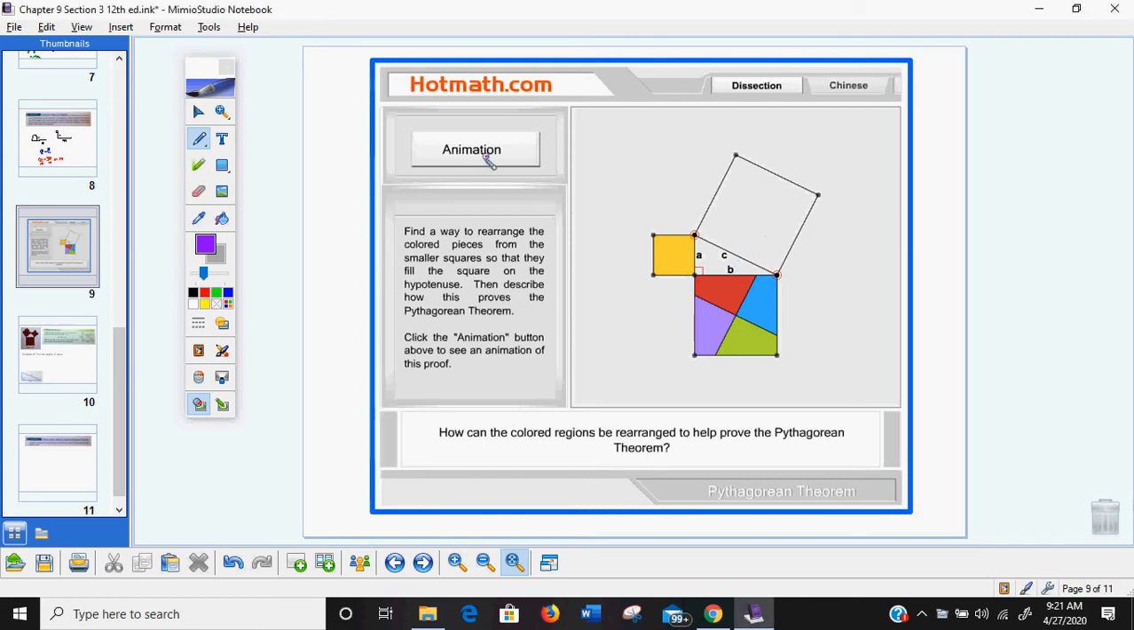Here's the animation that kind of proves it. If we take these and we move them around, notice that the square on B, when you put it in here, and you add the square on A, it does equal the square on C. So let's do some examples.